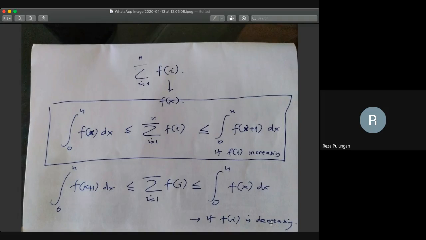Okay, so this is basically the general formula that you are going to use. In our previous example, what we have been using is the second one here. Because if you see, f(i) is actually decreasing.